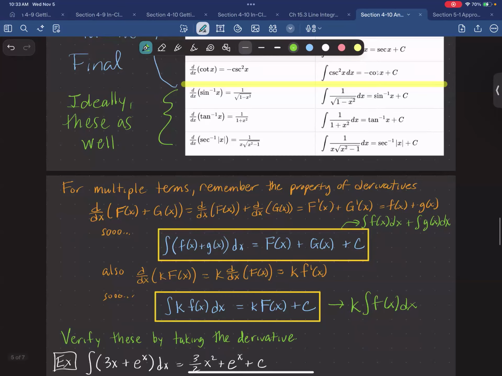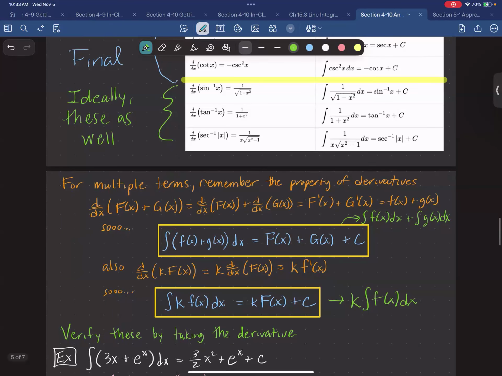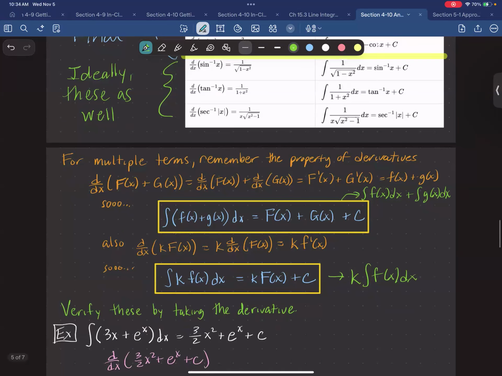So let's verify the following integrals by taking the derivative. I am claiming that the integral of 3x plus e to the x, or the antiderivative of 3x plus e to the x, is 3/2 x squared plus e to the x plus c. And we can always verify this. This is a helpful thing to think about, because when you're doing integrals, if you're not sure you got the right answer, you can always take the derivative. We're going to take the derivative of this right here.